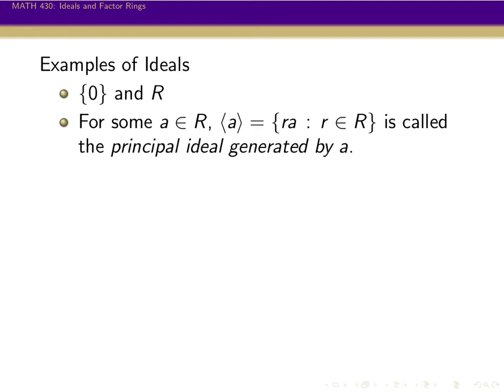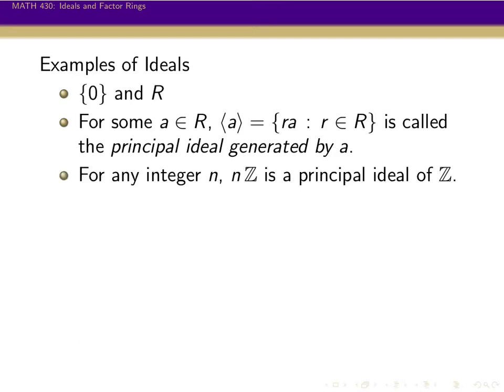If you take something in the ring, then we can talk about the ideal generated by that. So if a is in R, then the ideal generated by a is all the things in the ring times a, so ra for all r in R. And notice we use the same notation here as we do for cyclic groups generated by a. That's the way you should think about these principal ideals, these ideals generated by a single element. They're similar to cyclic subgroups that we learned about in group theory.